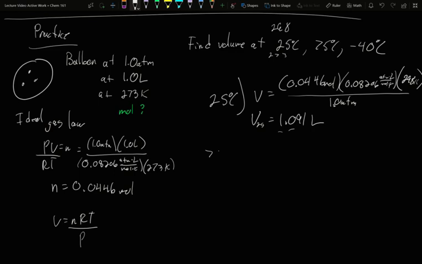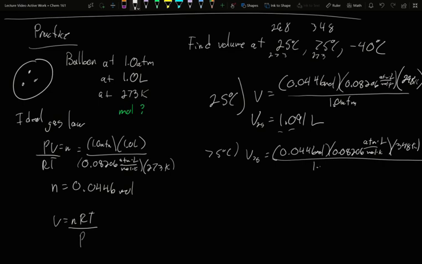If I want to do this for 75 degrees Celsius, well, my plus 273, 348. My volume at 75 is going to be largely the same calculation, 0.0446 mole, 0.08206 for R value, and my temperature will be different, 348 Kelvin. Pressure is still 1.0 atmosphere. So my volume at 75 is going to be 1.27 liters.